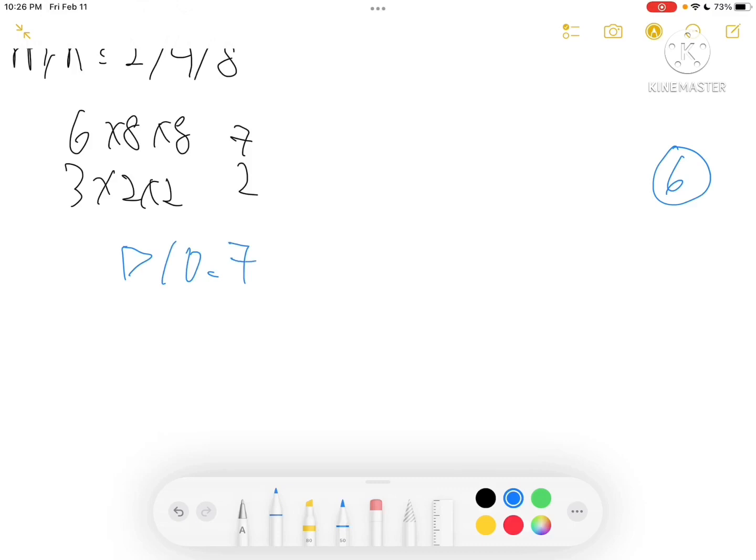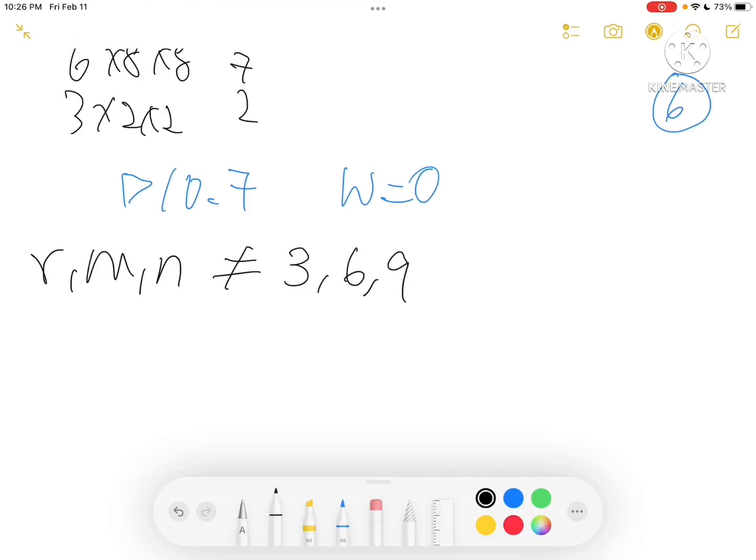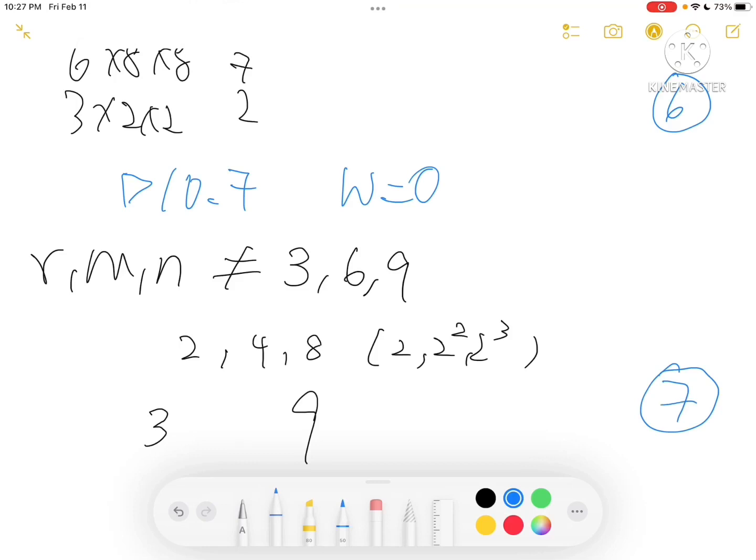Okay, now it's our last one, case 10.7, when w is equal to 0. It means that none of r, m, and n can be equal to 3, 6, or 9. So each of them is, okay, that was horrible writing. I'm sorry, I'll write it again. This means that each of them must be equal to 2, 4, or 8, or we can just think of it as 2 to the power of 1, 2 to the power of 2, 2 to the power of 3. So rmn must be a power of 2, and there will be at least 3 multiples of 2, and at most 9. So that means there are 7 possible values for this.